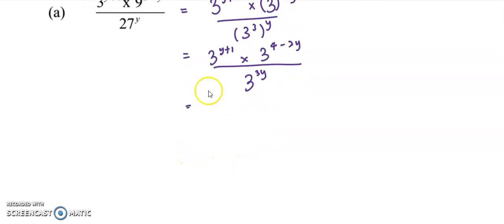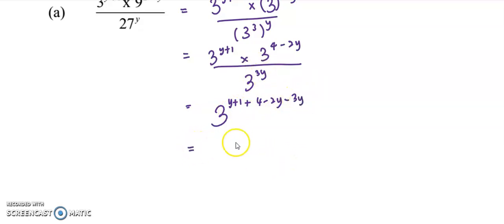After that, we will use the rules of indices to combine all these indices: if we have the operation multiply, we add up the powers, and if we have a division, we deduct the powers, because all of them have the same base. So we just write down the base of 3, and the power is y plus 1. Because of the multiply, we take y plus 1 plus this power, that is 4 minus 2y. And because of the division, we take the power above minus the power below, that is 3y.